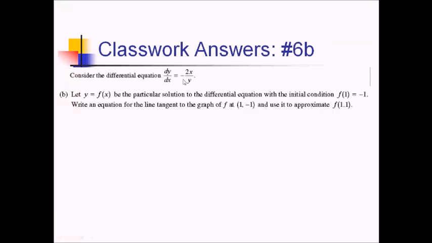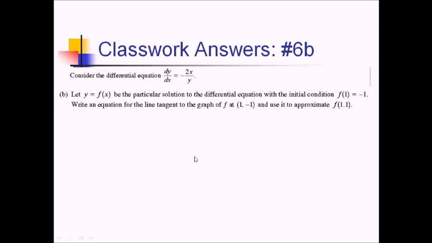On this problem, I'm given the differential equation negative 2x over y, and we're told that y equals f of x is a particular solution with the condition f of 1 equals negative 1, the initial condition. First part of the problem, they want us to write an equation for the line tangent to f at 1, negative 1, and then use it to approximate f of 1.1.